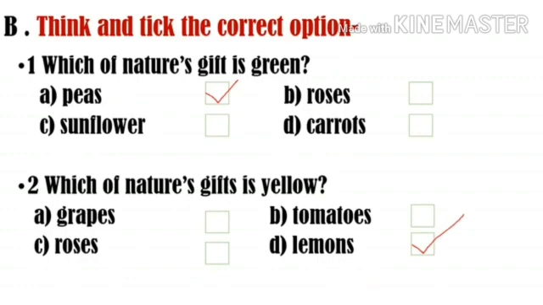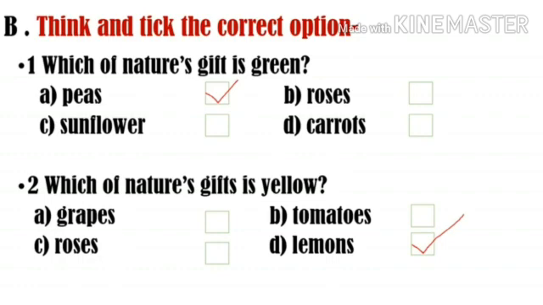Next, think and tick the correct option. First question. Which of nature's gift is green? A. Peas, B. Roses, C. Sunflower, D. Carrots. The answer is A. Peas.